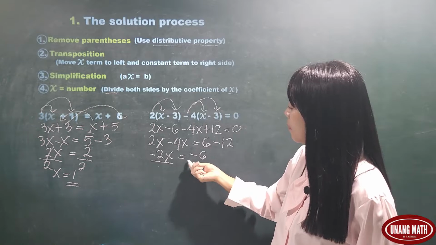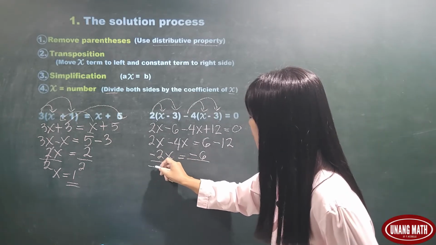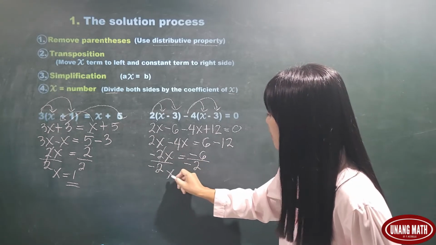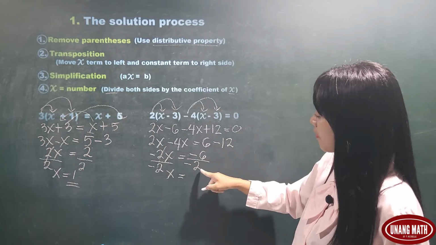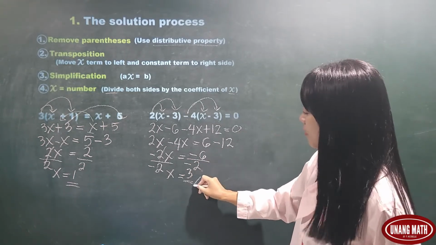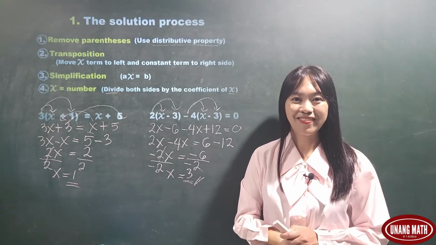Okay, divide both sides by the coefficient of x, which is negative 2. So divide both sides by negative 2. So here is negative 2. So x is equal to negative 6 divided by negative 2. The answer is positive 3. So the solution to this equation is positive 3.